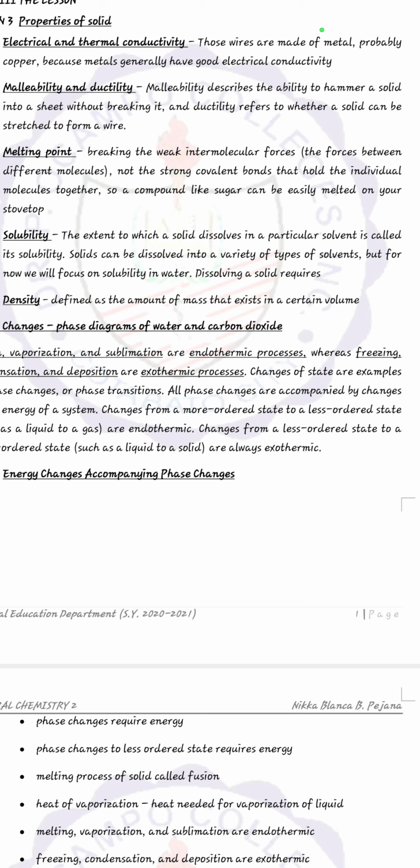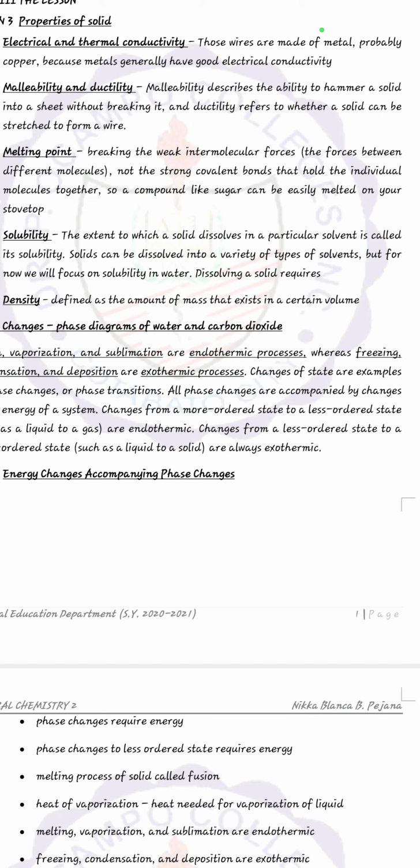When we say exothermic processes, it is one that gives off heat, meaning the heat will transfer to the surroundings. While when we say endothermic, it's a process in which heat has to be supplied to the system from the surroundings. So how do you know if it is endothermic or exothermic?